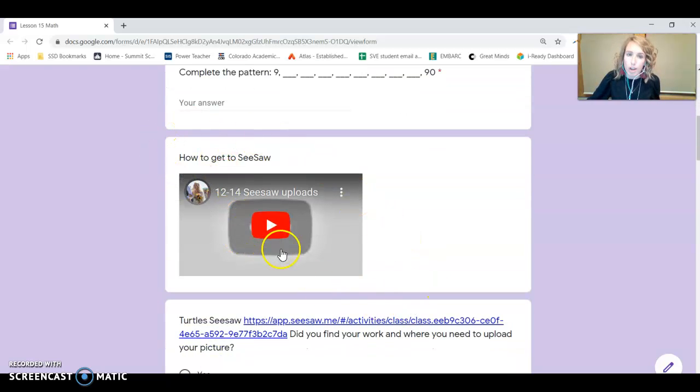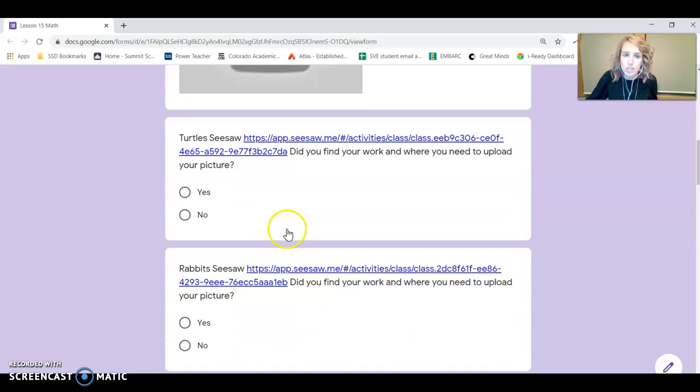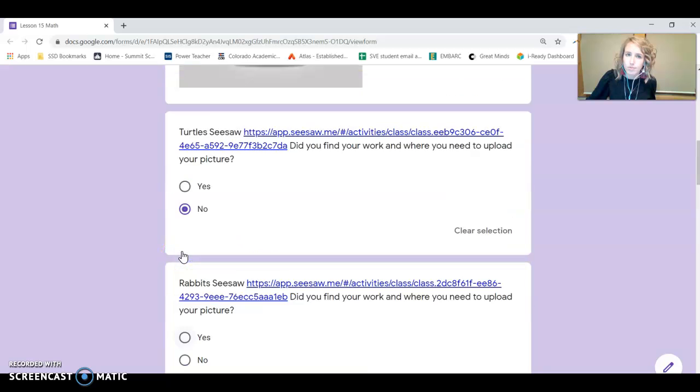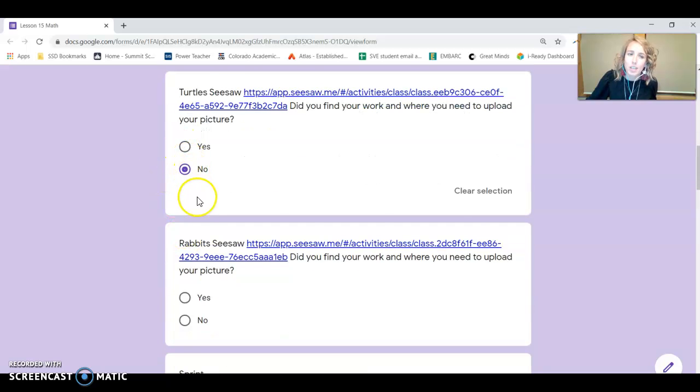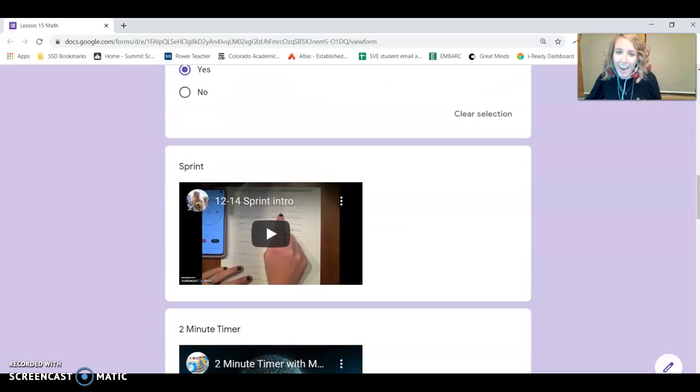Here's a little refresher video on how to get to Seesaw. Here is your link, turtles. Here is your link, rabbit. Remember, if you're a rabbit, you click no here. If you're a turtle, you push yes here. Got that backwards. Here's the information on your sprint.